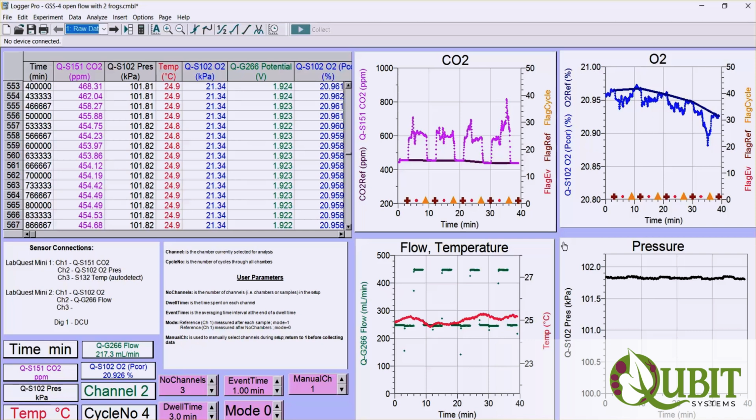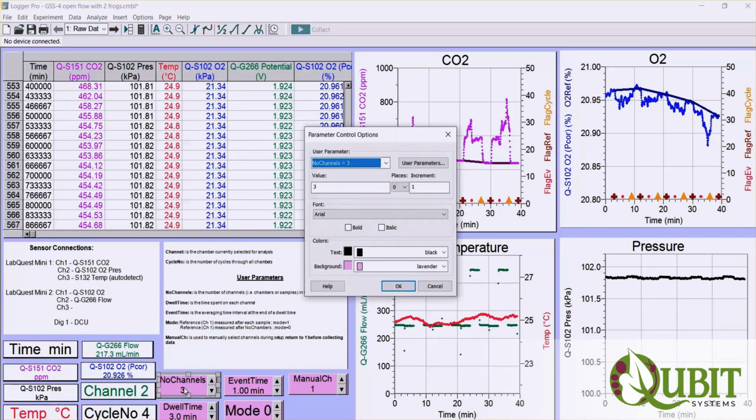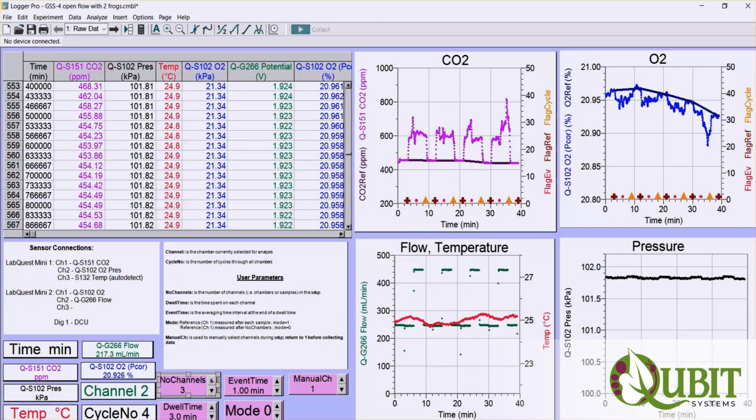Before you start experiments, and we've covered this in an earlier video, there are some parameters that have to be set before data is collected, and those parameters are a number of channels. In this case, we only use 3 channels with frogs on channel 2 and 3 and reference channel 1. So you have to enter this in user parameter. You can enter and change user parameters by either double-clicking on that parameter and entering the value here, or you can change the number by using the arrows with up and down right here.